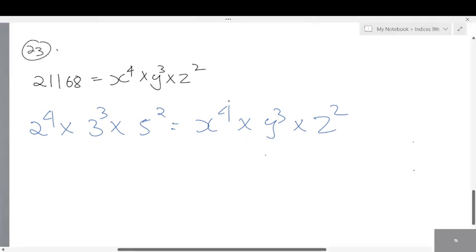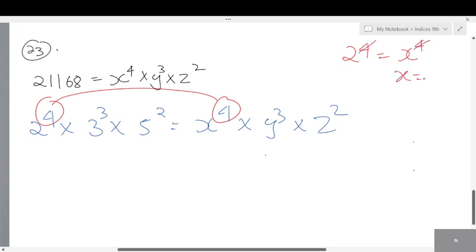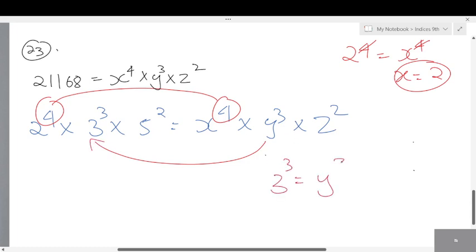You have to just compare this with this. What are the two values we have? 2 to the power of 4 is equal to x to the power of 4. 4 and 4 get cancelled. What is x value? Next, which one you have to compare? 3 to the power of 3 is equal to y to the power of 3. 3 and 3 get cancelled. What is y? And next, what you have to compare?